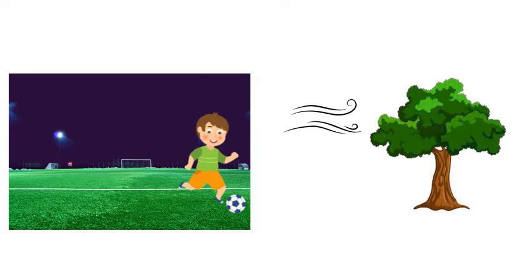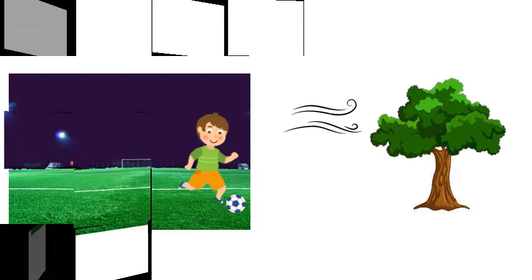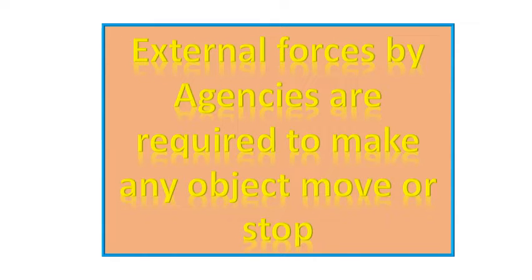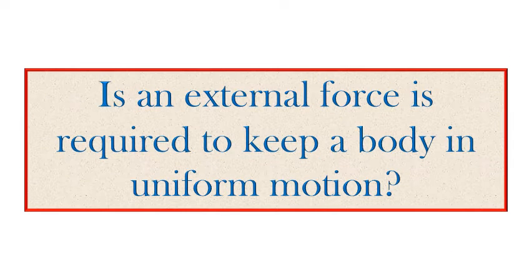So what does this mean? How do we conclude about this? We can say that external forces by agencies are required to make any object move or stop. We can conclude this concept. Okay, so one question arises in our mind: is an external force required to keep a body in uniform motion?